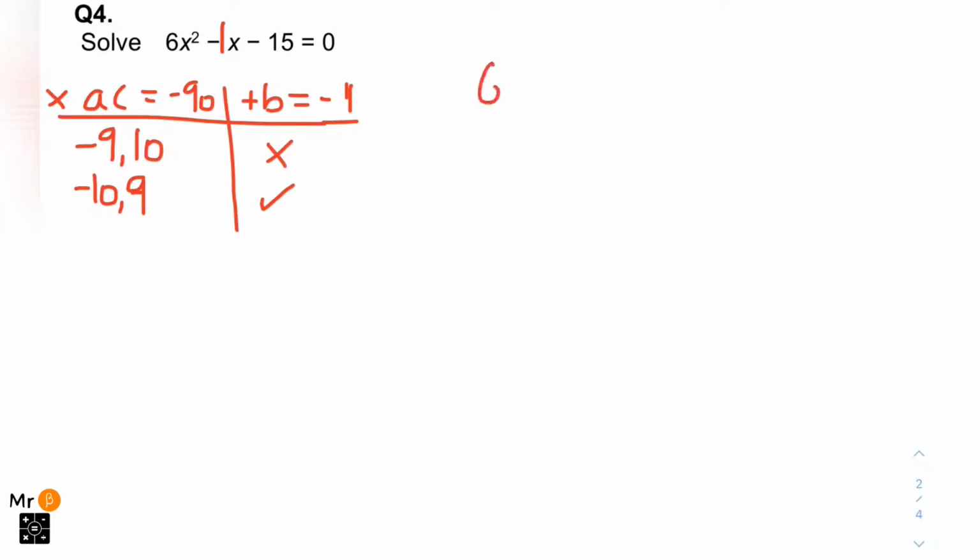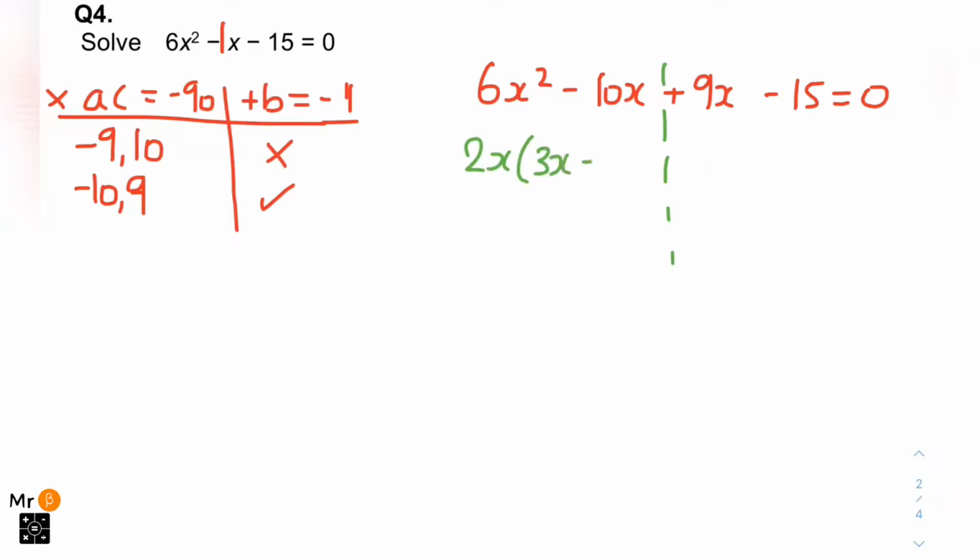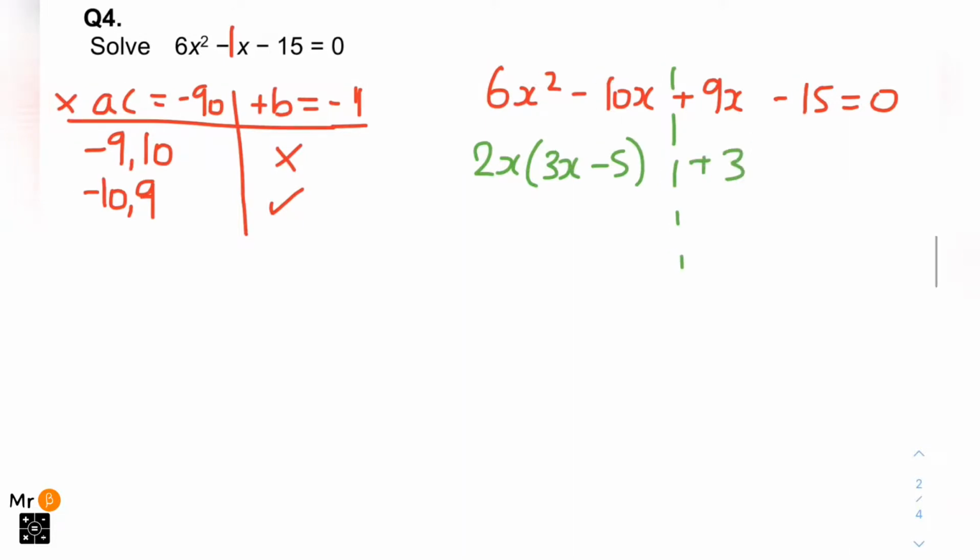So now we rewrite our quadratic. So 6x squared minus 10x plus 9x minus 15 is equal to 0. Split our quadratic down the middle and factorise each side separately. So here we can take out a factor of 2x, that leaves you with 3x minus 5, and this next one we can take out a factor of 3, that leaves you with 3x minus 5.